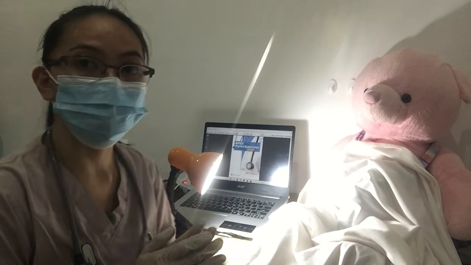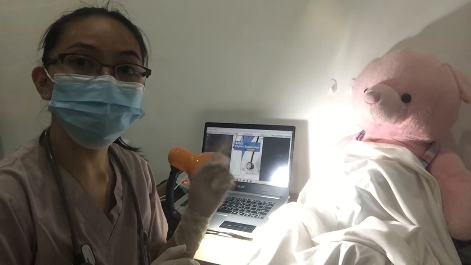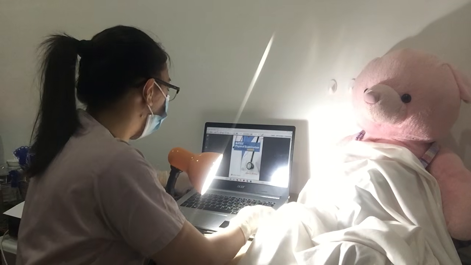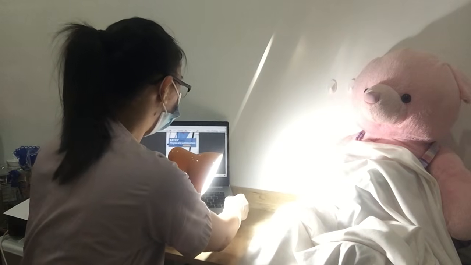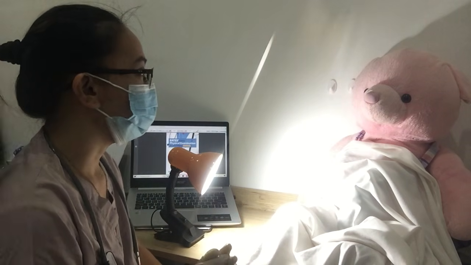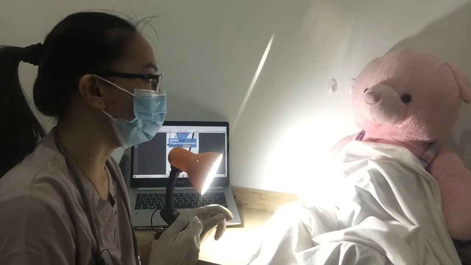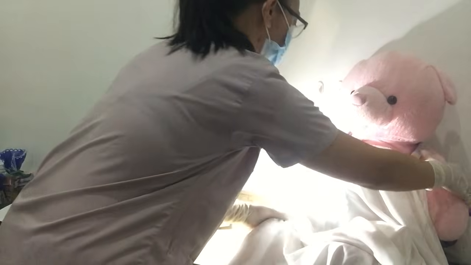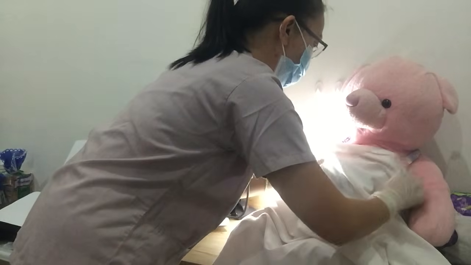For the inspection first, there are two options: either the patient can stand or be in a supine position. For my patient, I prefer the supine position. I will let my patient lie down. So, our patient is now supine.